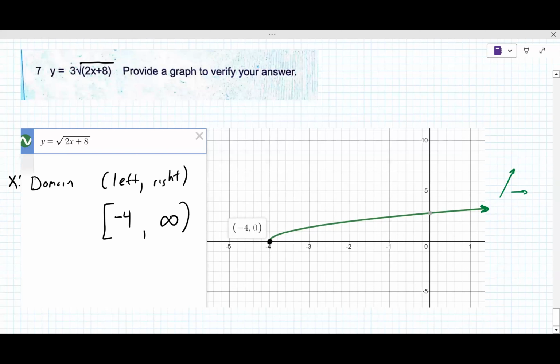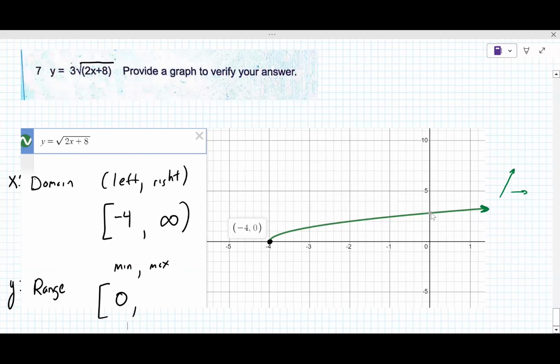The range, again, think of it as the min to the max, the smallest y value to the largest y value. This is the smallest y value here, where it starts. What's the smallest y value? 0. Does it include that? Is it a bracket or is it a parenthesis here? Parenthesis. But it includes it, doesn't it? Isn't that a filled in dot? Oh yeah, the bracket. So it's a bracket.